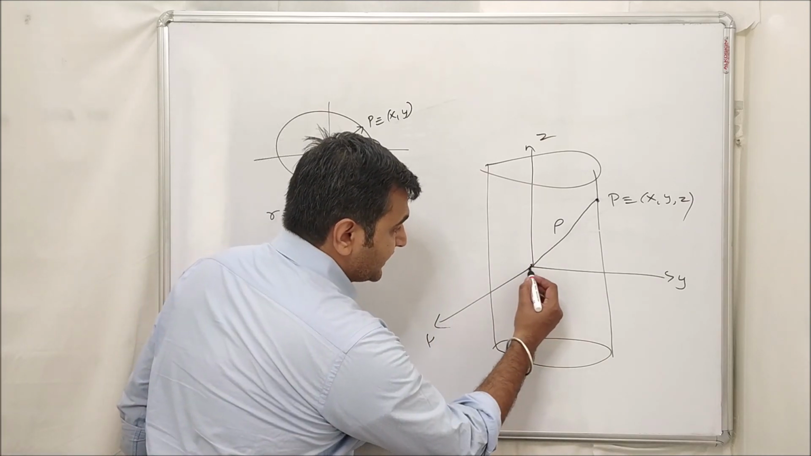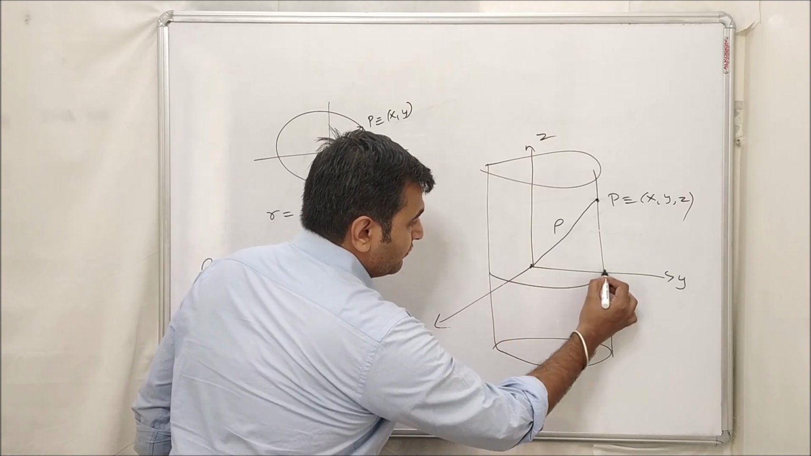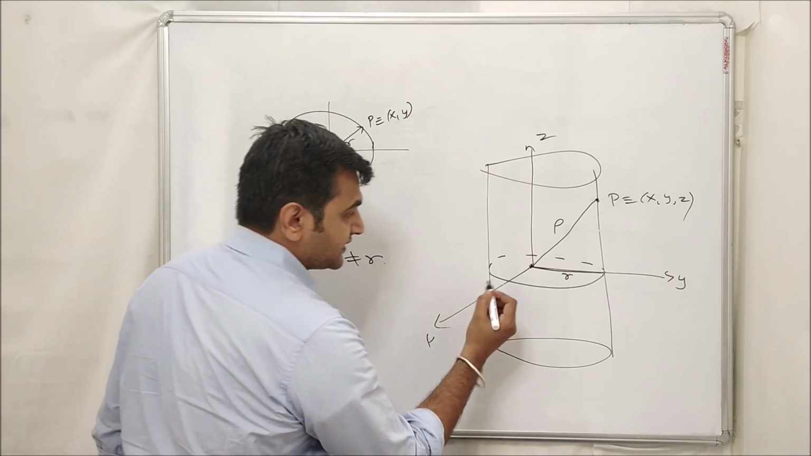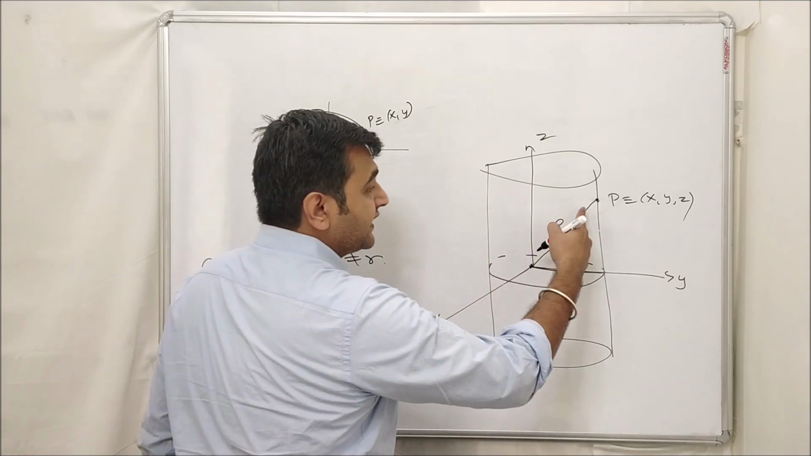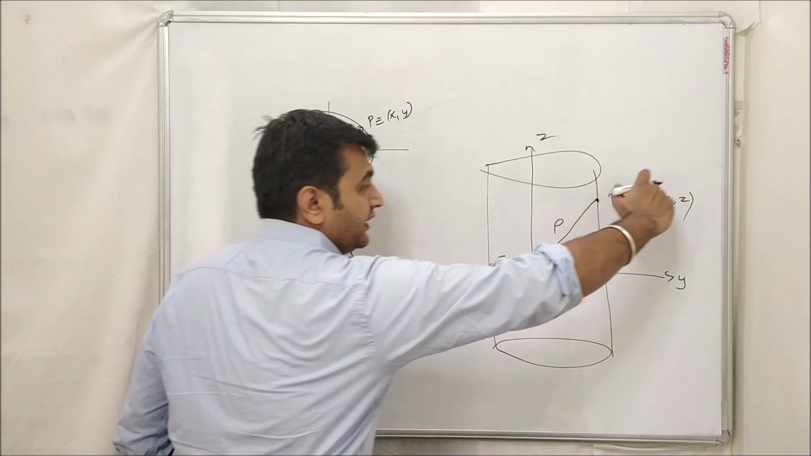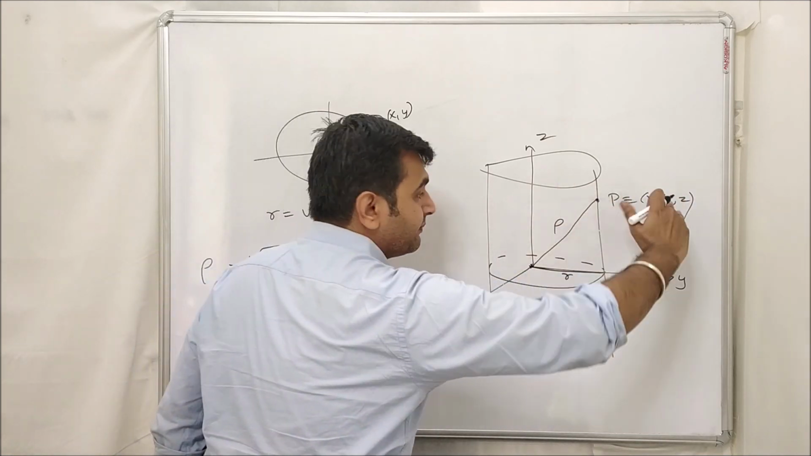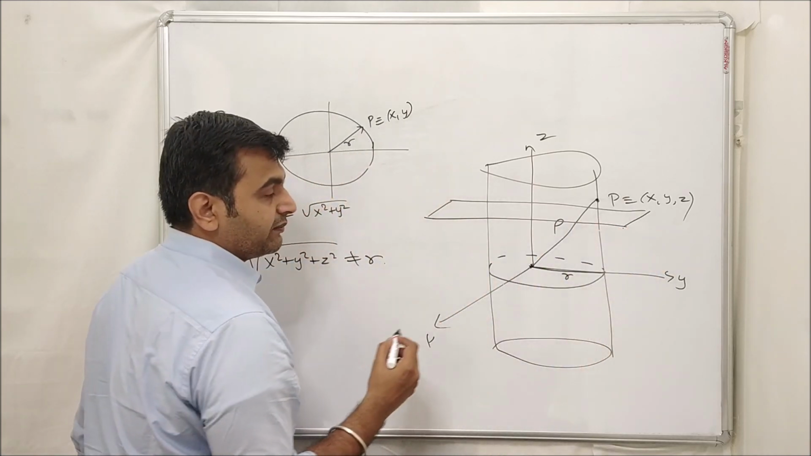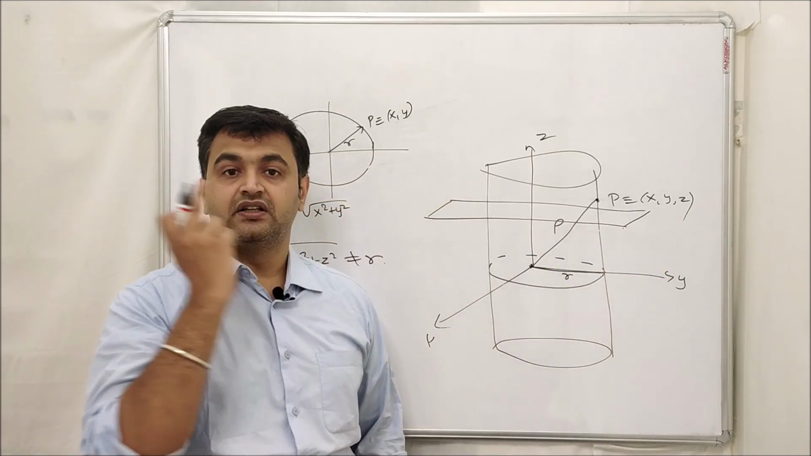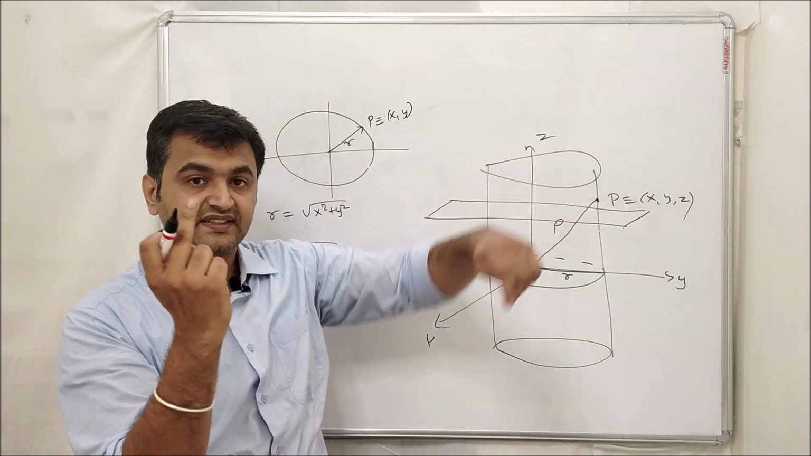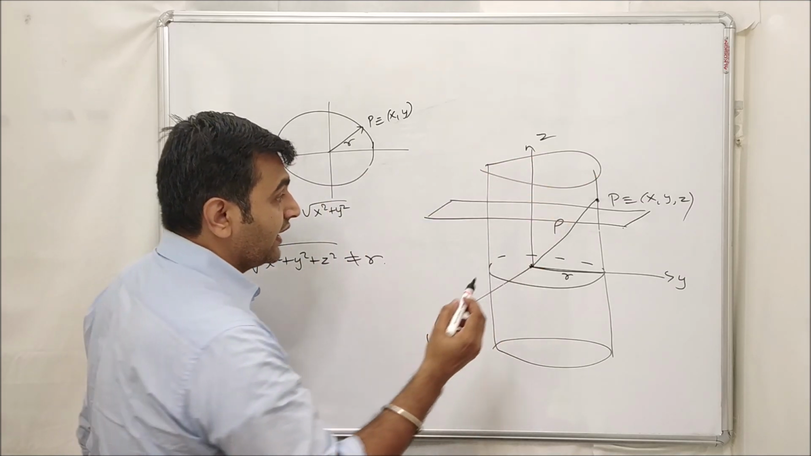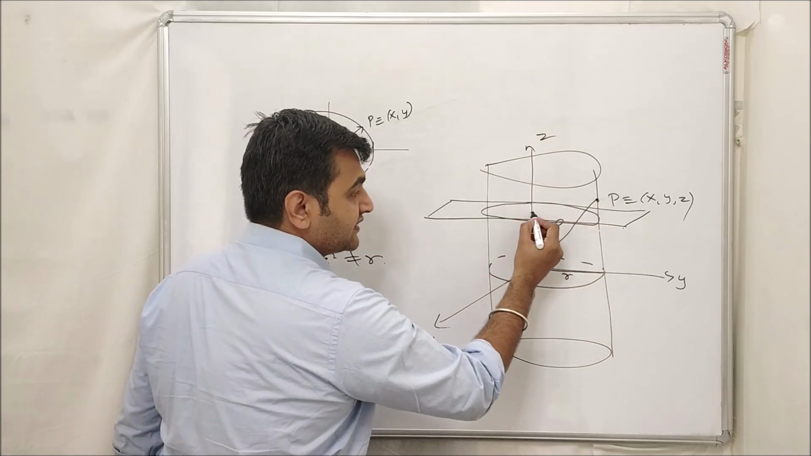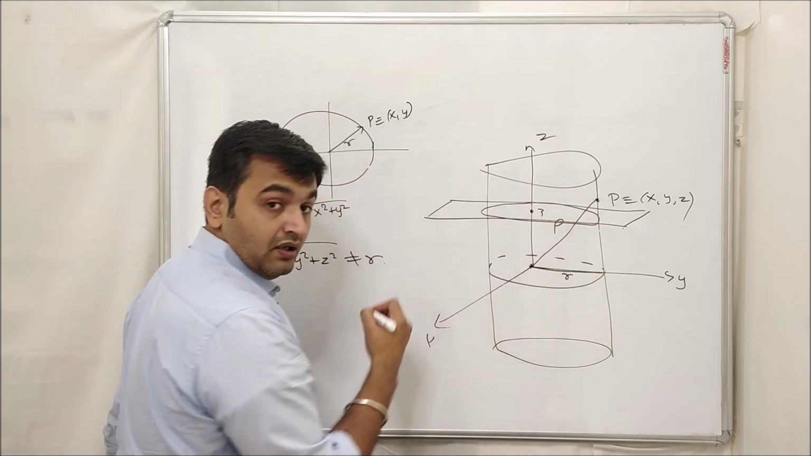See, if you are here in the xy plane, then this distance is r, right? Now once I give you, suppose, z equal to 3, so you cut your cylinder with the z equal to 3 plane. So you have a cylinder and you are cutting it with a plane. What is the intersection? It's a circle. So you have a circle over here, with this as the origin at height 3.